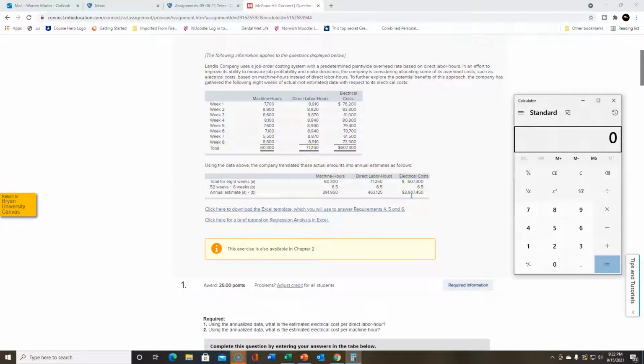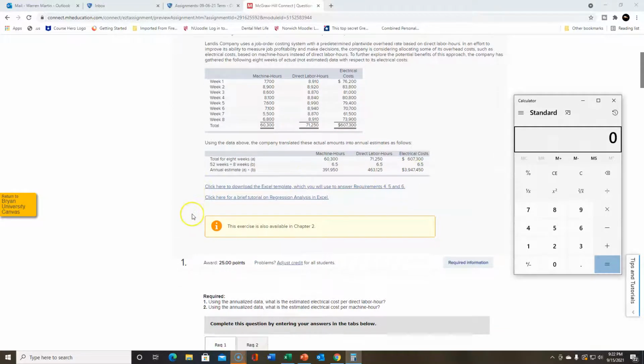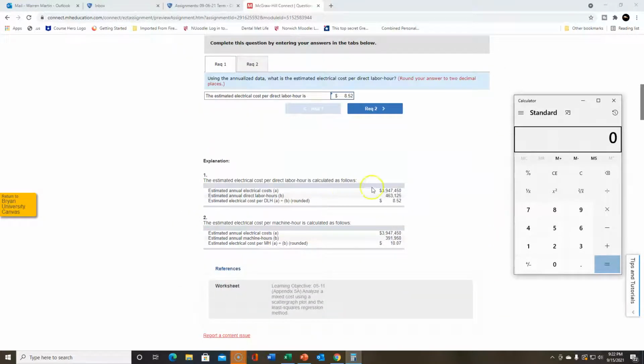So we've added these numbers up and come up with these numbers on the totals, and here the annual estimate for A and B: machine hours, direct labor. So that's the 3947. We go down here, we got that 3947450, and we got the estimated hours. And then we divide A by B.